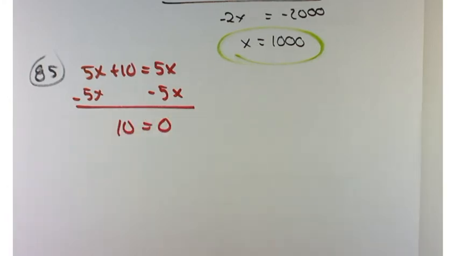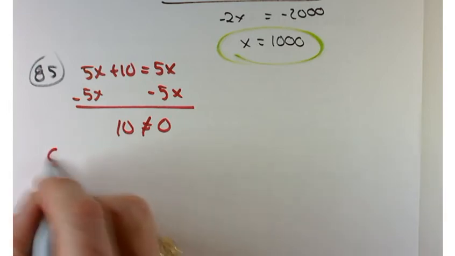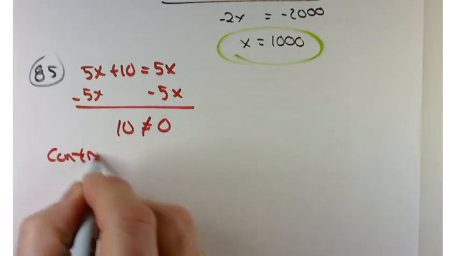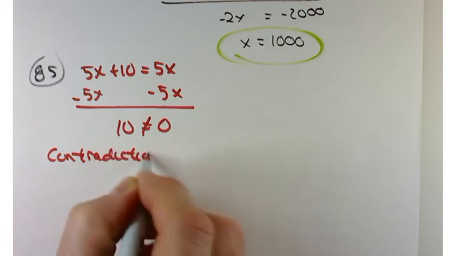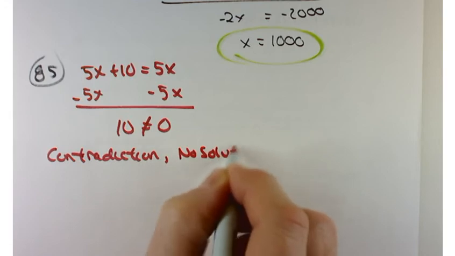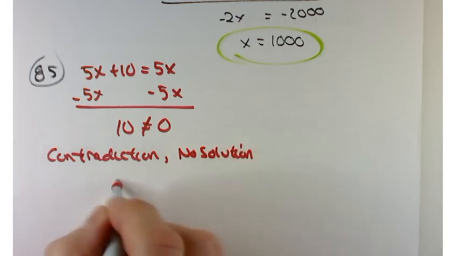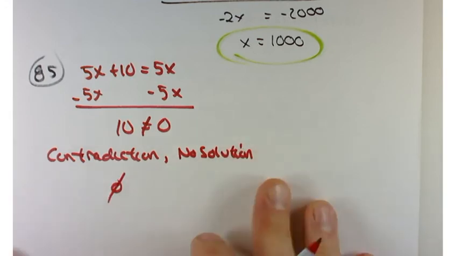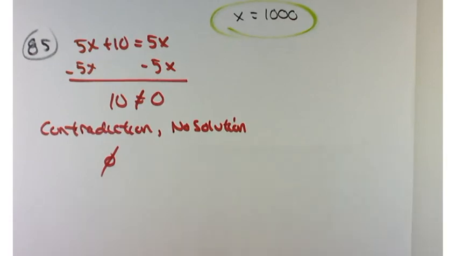Maybe I was asleep that day in high school when they taught us that. I don't remember 10 equals 0. In fact, it doesn't. This is what's called a contradiction. There's no solution. Contradiction. No solution. You could also put null set here. Would be another way to address that.